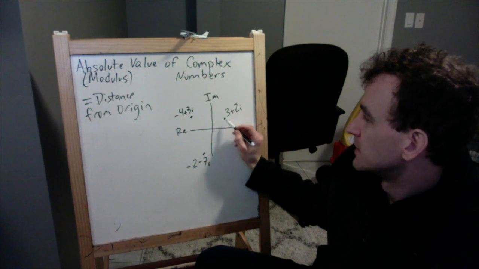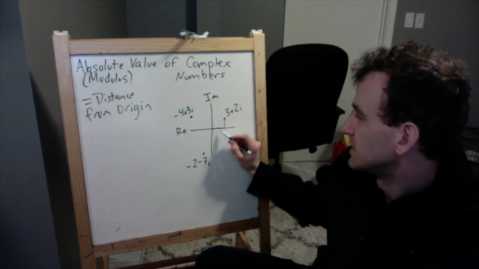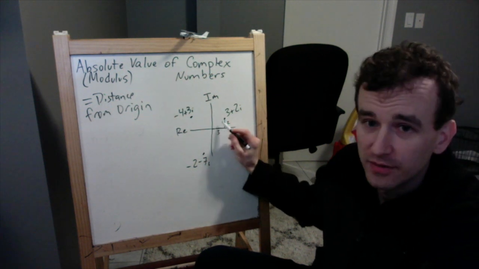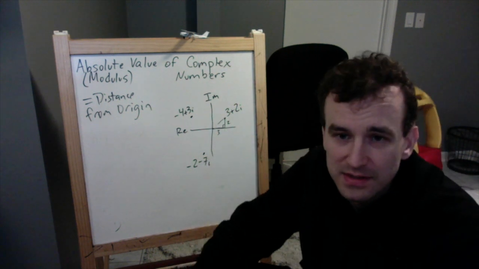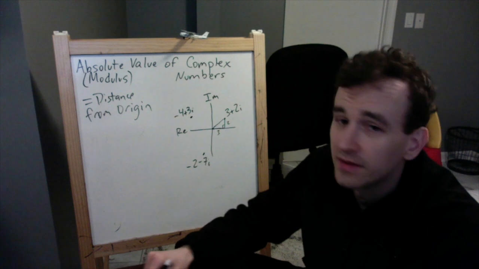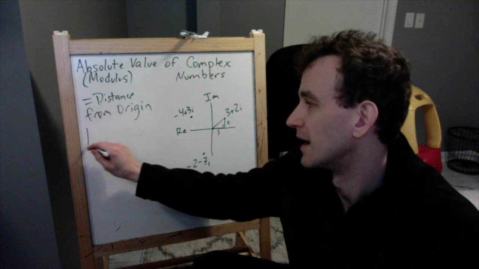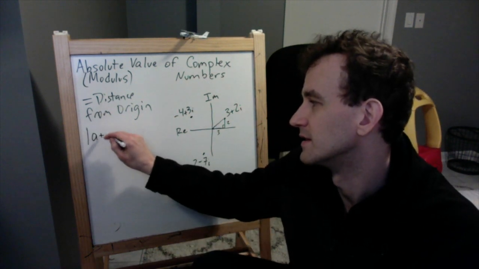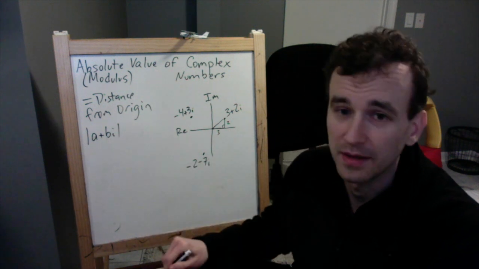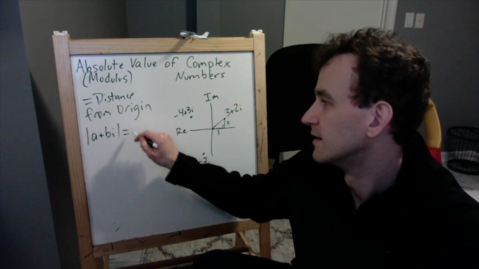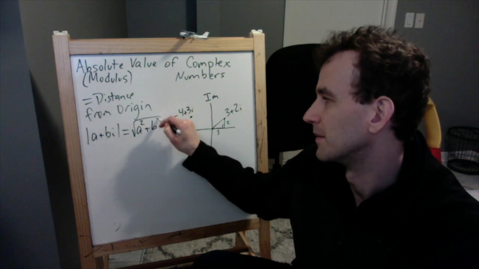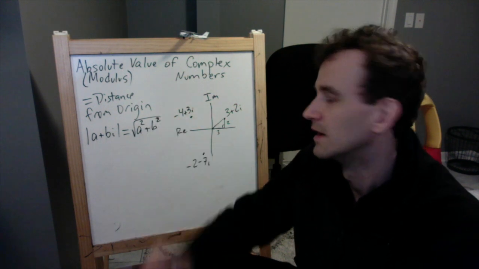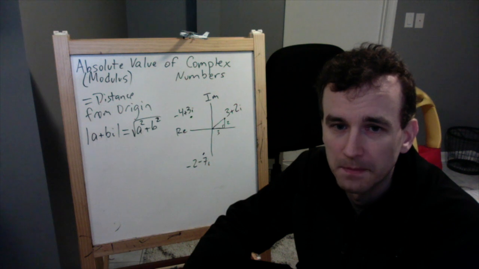So if you think about this, well, this is over 3, up 2. So if you go over 3 and up 2, you can make a right triangle out of that, which means to find the distance from the origin, we can use the Pythagorean theorem. In general, remember absolute value, the symbols are the vertical lines. You have a plus bi, the distance from the origin, or the absolute value of the complex number, is going to be the square root of a squared plus b squared.